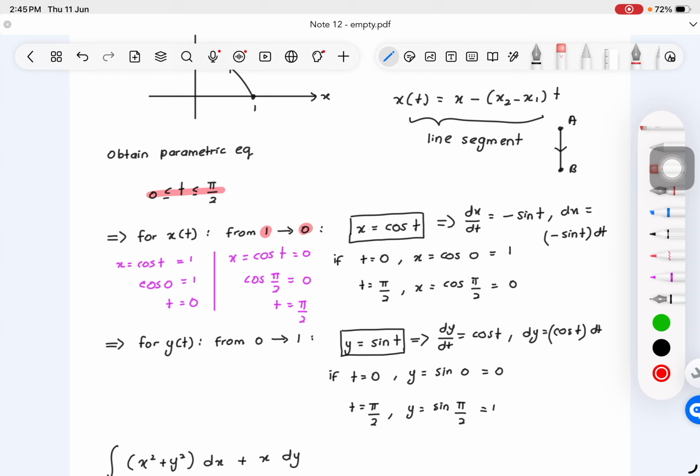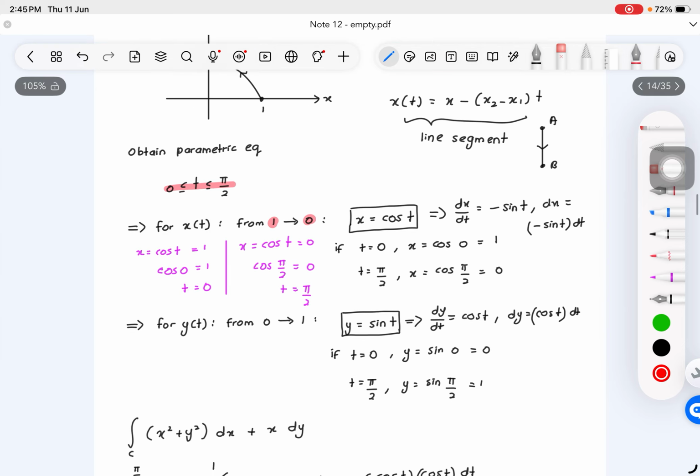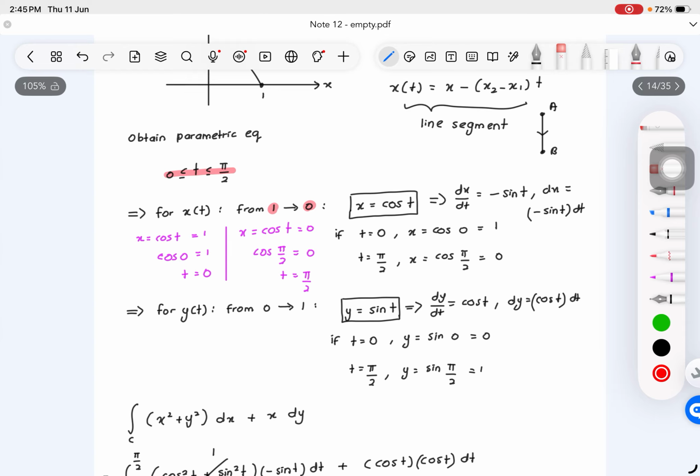Now we want to find the equation for y of t. The value of y is from 0 to 1. If x is equal to cos t, since this is a circle, then y is equal to sin t. So differentiate the equation of y, you get dy over dt is equal to cos t, so dy is equal to cos t dt.